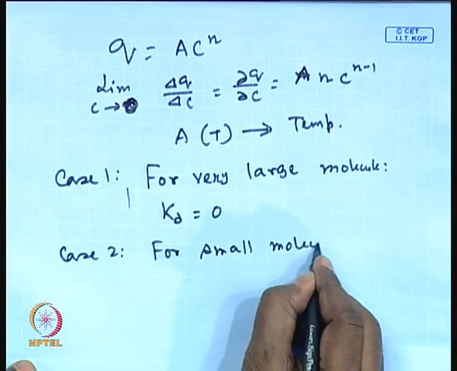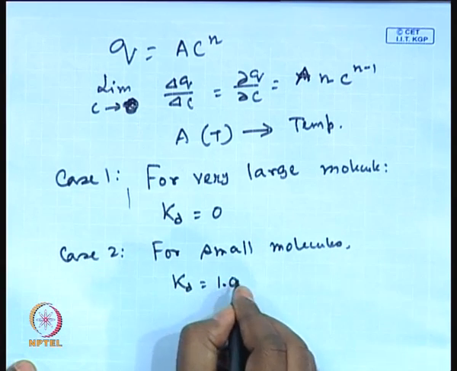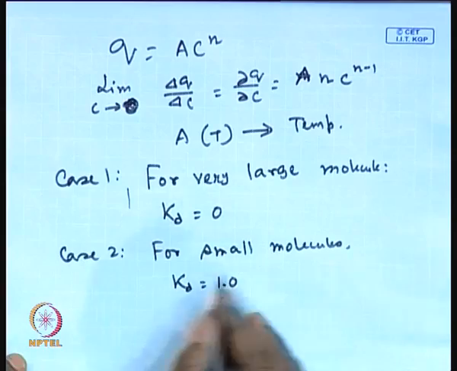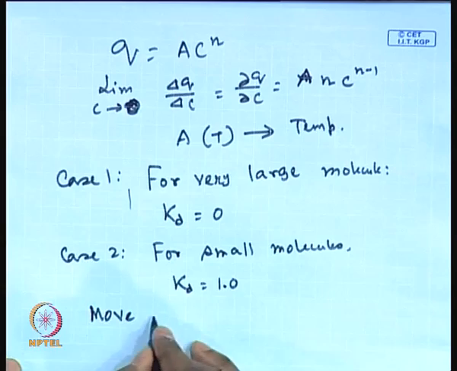For small molecules, Kd will be equal to 1. So smaller molecules move slower because they will be moving into the pores of the adsorbent particles, so much of them will be adsorbed. The amount present in the mobile phase will be less and less. So whenever the mobile phase comes out of the column, the amount will be dilute initially, then when some of the material dissolves, it will come into the mobile phase. So the movement of smaller molecules will be much slower.